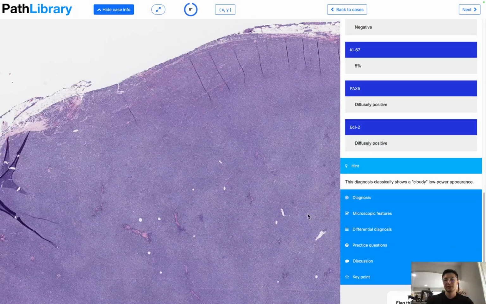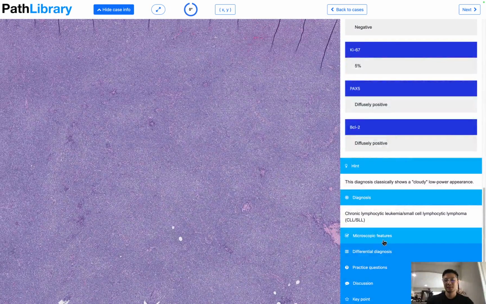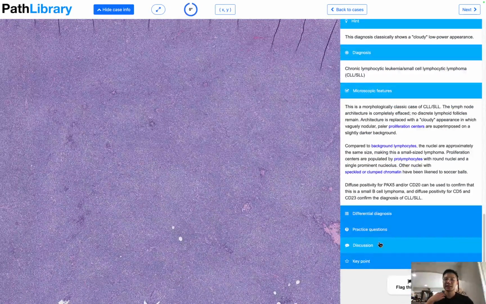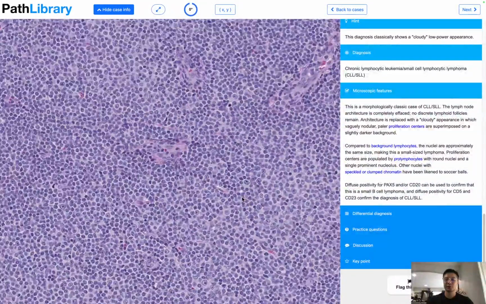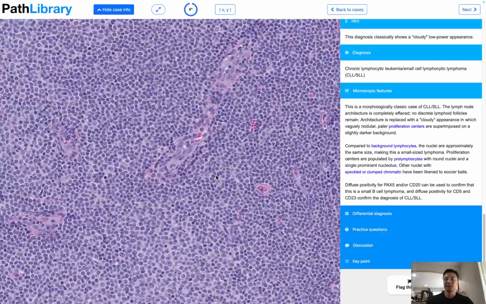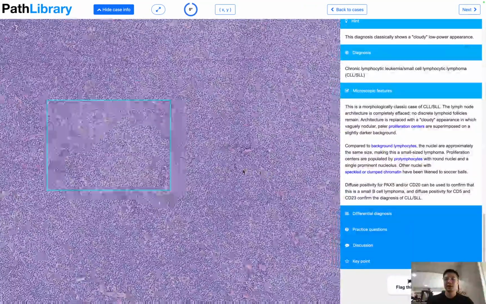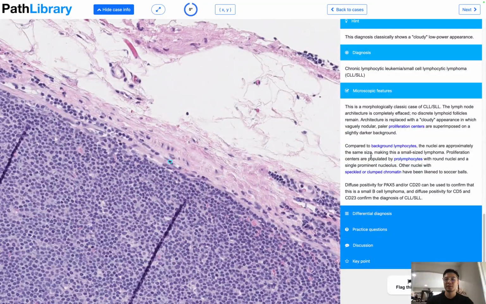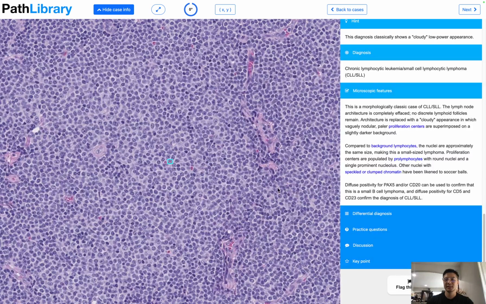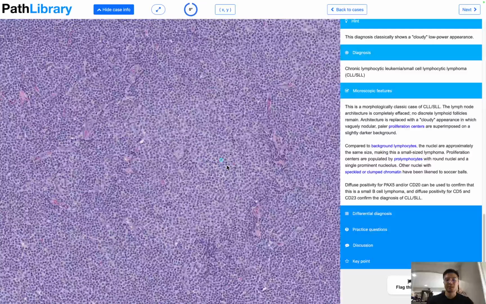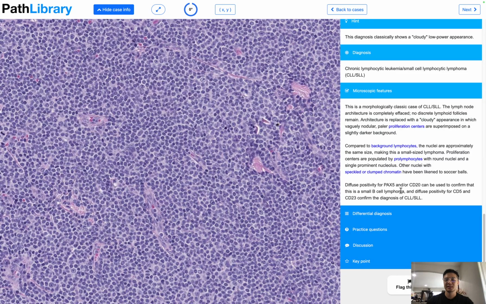Okay, so this diagnosis classically shows a cloudy, low power appearance, and it's CLL, SLL. This is a morphologically classic case. The lymph node architecture is completely effaced. No discrete lymphoid follicles remain. Architecture is replaced with a cloudy appearance, in which vaguely nodular, paler proliferation centers are superimposed on a slightly darker background. Compared to background lymphocytes, the nuclei are approximately the same size, making this a small-sized lymphoma. Proliferation centers are populated by prolymphocytes, with round nuclei and a single prominent nucleolus, as we can see here. Other nuclei with speckled or clumped chromatin have been likened to soccer balls.